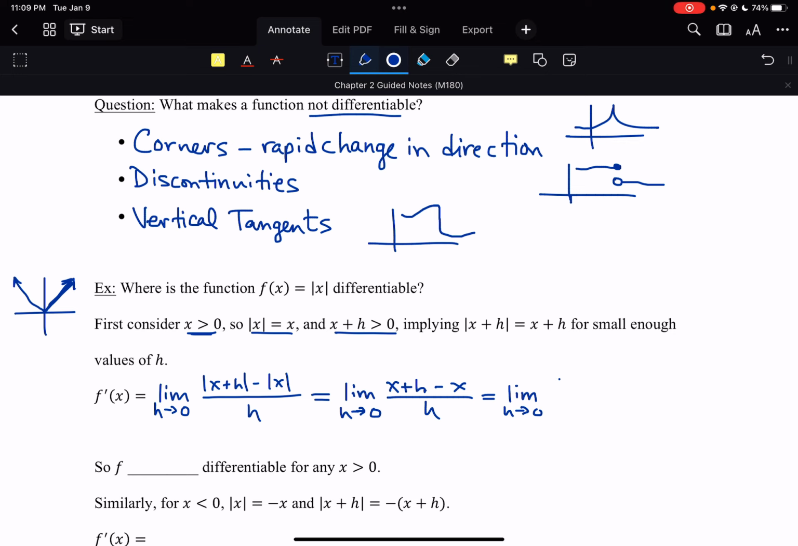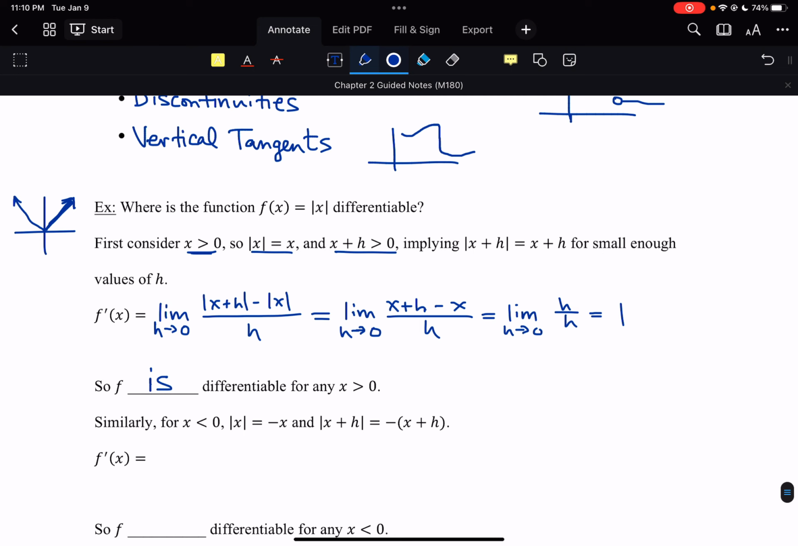The h's cancel. We have h over h, which is just 1. So we get that f is differentiable for any x value greater than 0, and specifically the derivative is 1. And remember, the derivative gives us slope, and this is a line, right? And the slope of this line is 1, so it makes sense. The derivative would be 1.